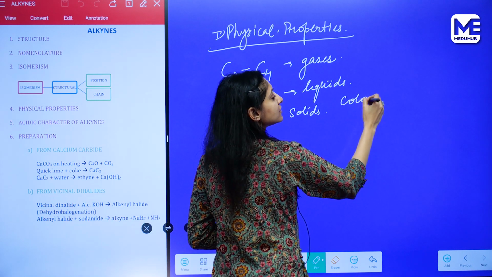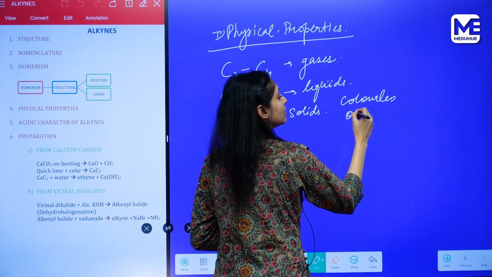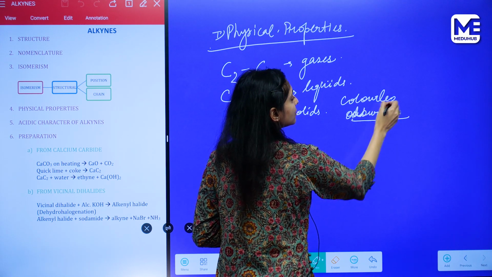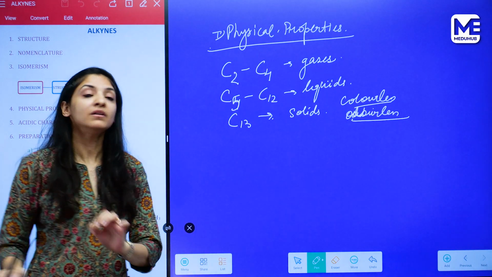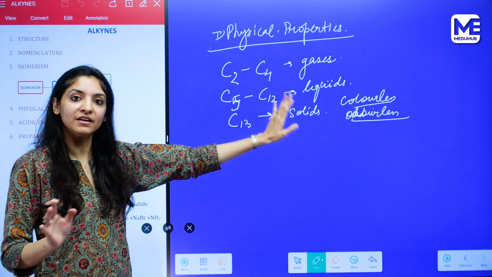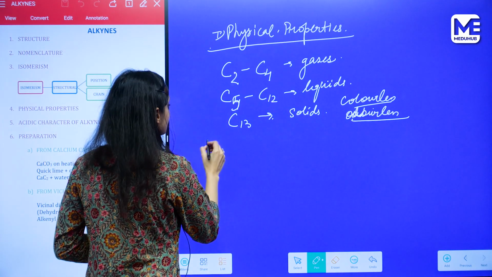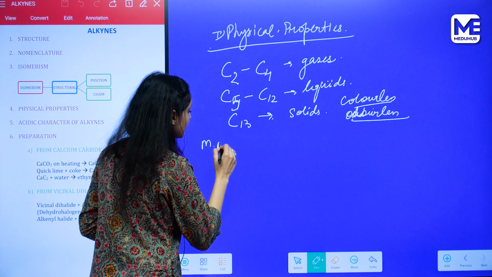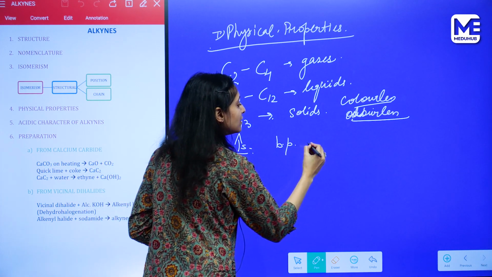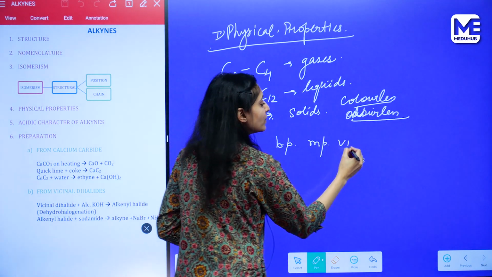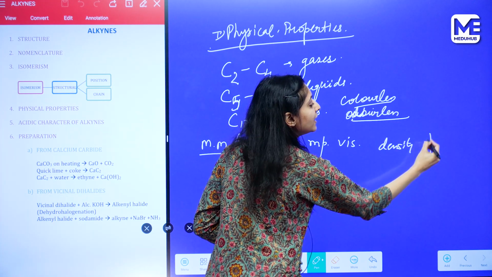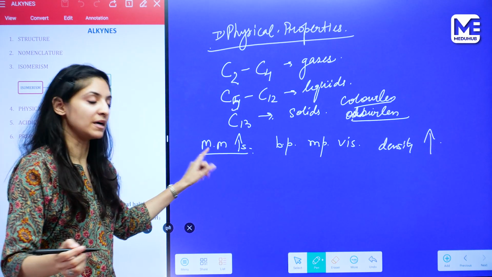They are colorless, odorless, though the first member, that is ethyne, has an ethereal smell. Rest of them are colorless and odorless. Now, as the molecular mass increases, their boiling point, melting point, viscosity, and density all increase with increase in the molecular mass.